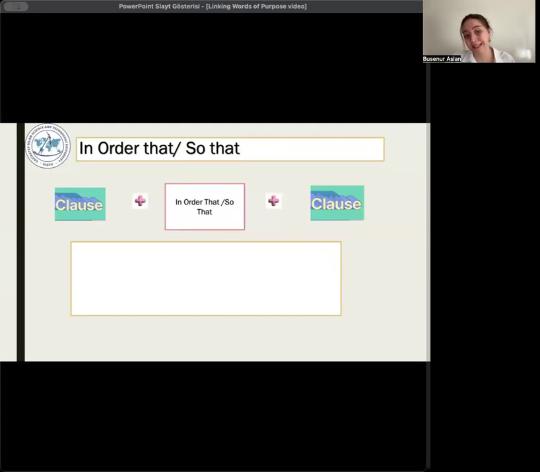Let's look at the structure of in order that and so that. If I use in order that, so that, I immediately remember the subject verb formation, the clauses. You see that in order that and so that are used in between two sentences. And you should remember that in order that takes clauses, subject verb formation.